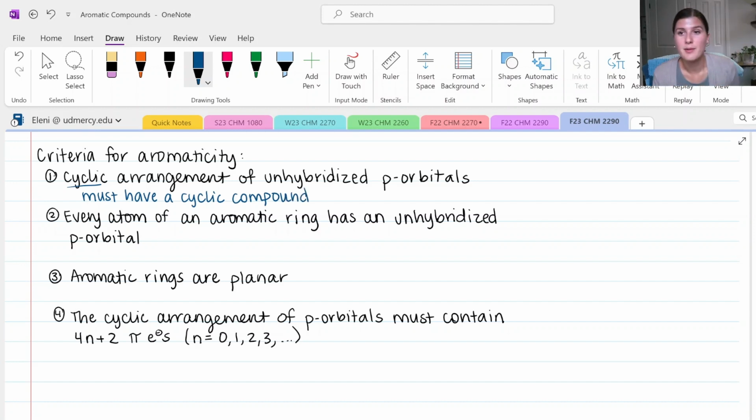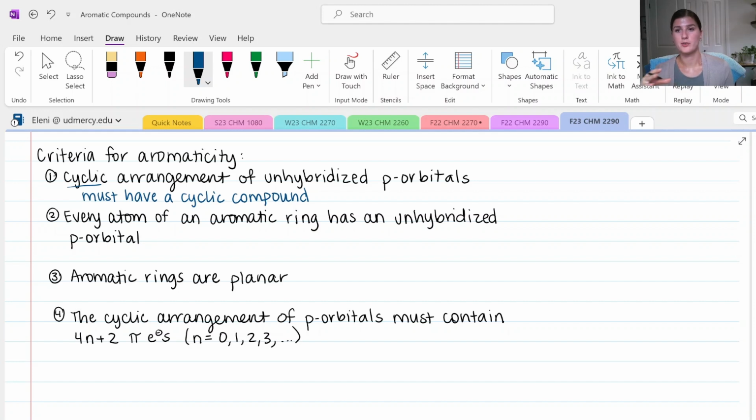If you're looking at a molecule that doesn't have a ring, you can automatically tell that it's not going to be aromatic. It has to have a ring in the molecule. Within the ring, you also need that arrangement of p orbitals. So every atom, now criteria number 2, every atom of an aromatic ring, so all the atoms in the ring, must have an unhybridized p orbital.